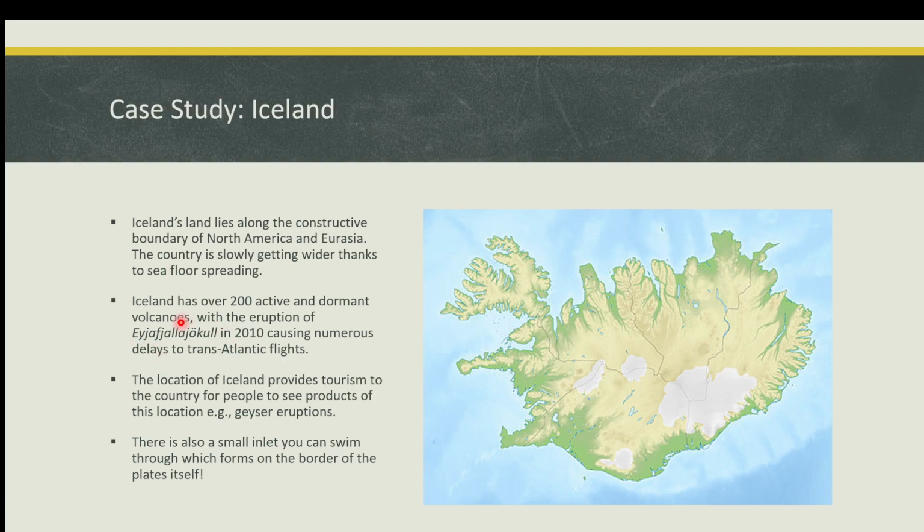And the eruption of, as I said, Eyjafjallajökull in 2010, caused disruptions due to a large eruption of gas and tephra. The location of Iceland actually provides tourism, such as geyser eruptions. And there's a small inlet that you can swim through, which is on the border of the plates itself. I believe Tom Scott, the YouTuber, made a video where he swam through it. I'm not sure where it is on the map here. I think it's in this southern part here. But that's really just constructive plate boundaries in a nutshell.